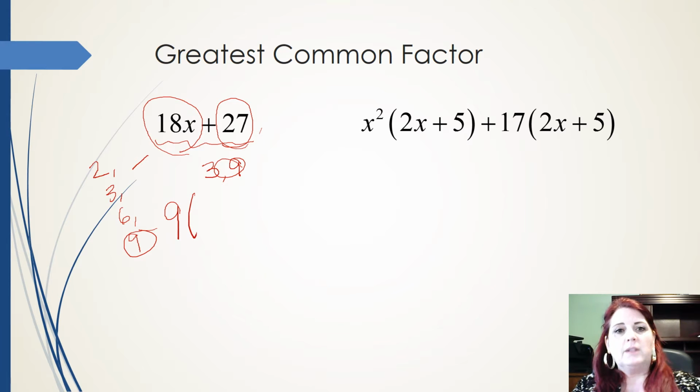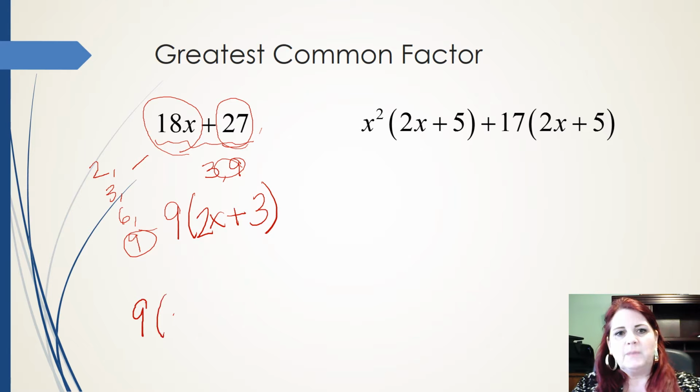9, and when I take 18x divided by 9, I get 2x. And then 27 divided by 9 is 3. So the factored form is 9 times 2x plus 3.